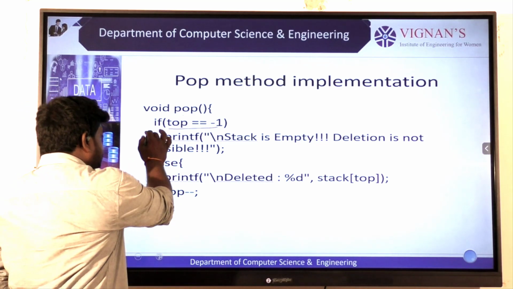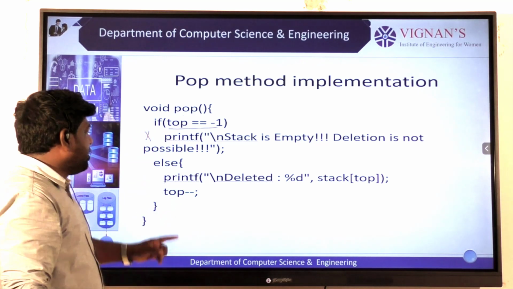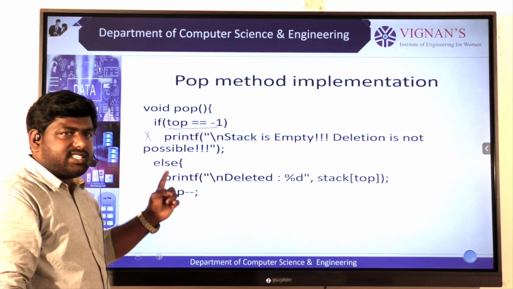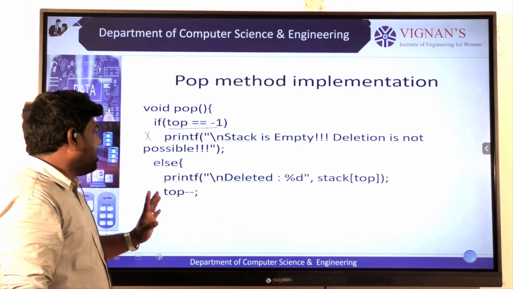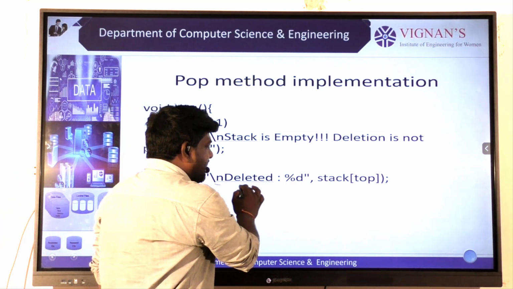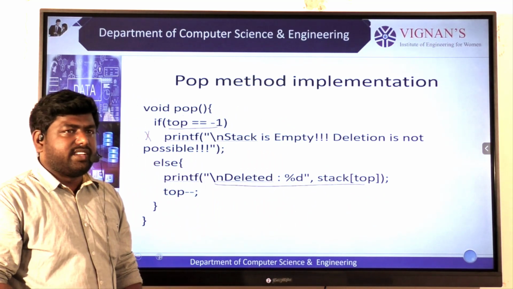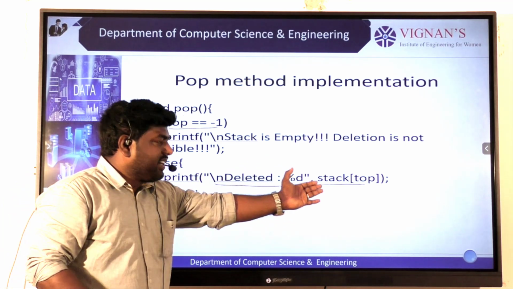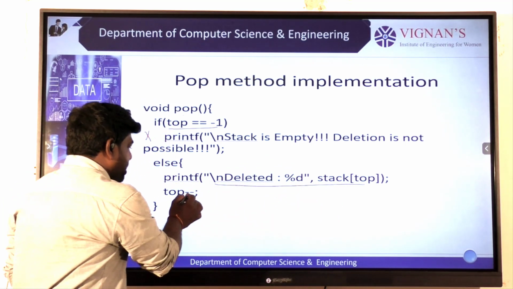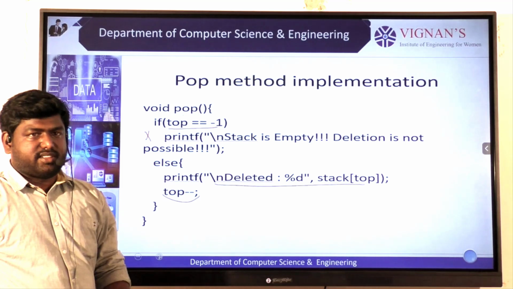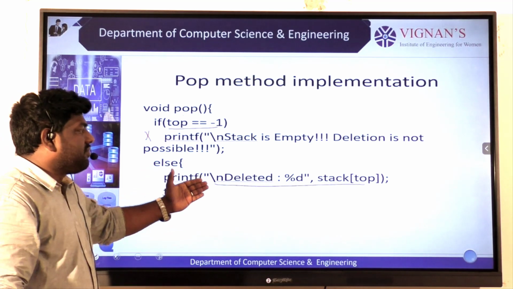If the condition fails while doing pop, which means there is at least one element in our stack that we are able to delete. So what we have to do, first we are printing the top of this stack, because we have to mention which element is going to be deleted, right? So I'm printing the top element, and then we are decrementing the top, so that we are not able to view it.